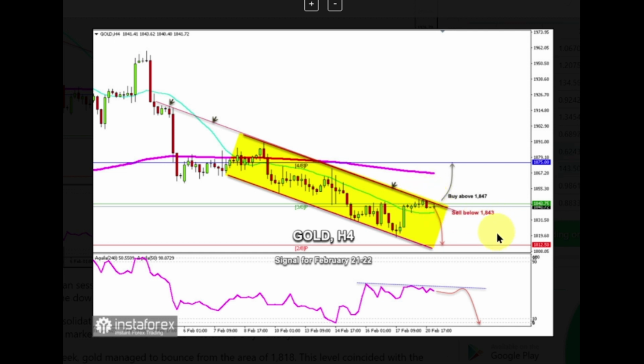In case it consolidates above this level, there's a probability that it can continue to rise and offer an opportunity to buy. Alternatively, in case gold falls below 1830, it could be a signal to sell with targets at 1870 and 2/8 Murray located at 1812.